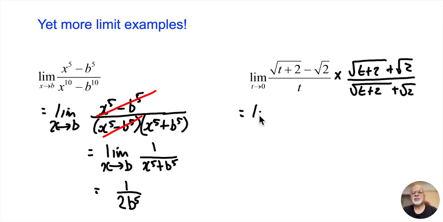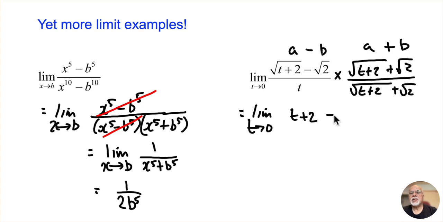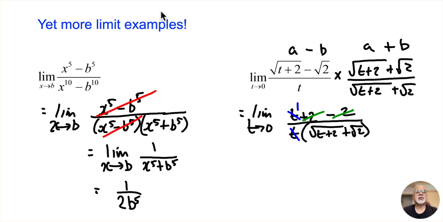And so this becomes the limit as t approaches 0. And this just looks like the factors of a minus b times a plus b, which you'll recall is just the same as a squared minus b squared. And so I end up with a squared, which would be t plus 2, minus b squared, which would just be 2, all over t times root of t plus 2 plus root 2. And now you can see that the 2's cancel. And now the t can divide into the t, leaving us with a 1 on the top.